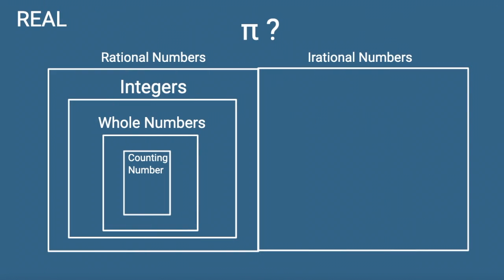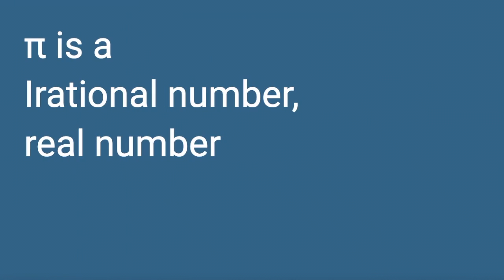What about pi? Pi would not be in the rational number area. It would be in the irrational number area. You should remember this because it's the most famous example. If a teacher were to ask you what an irrational number is, you can say pi, or you can say a long decimal with random numbers. And don't forget, this is also a real number. So pi is an irrational number and a real number.